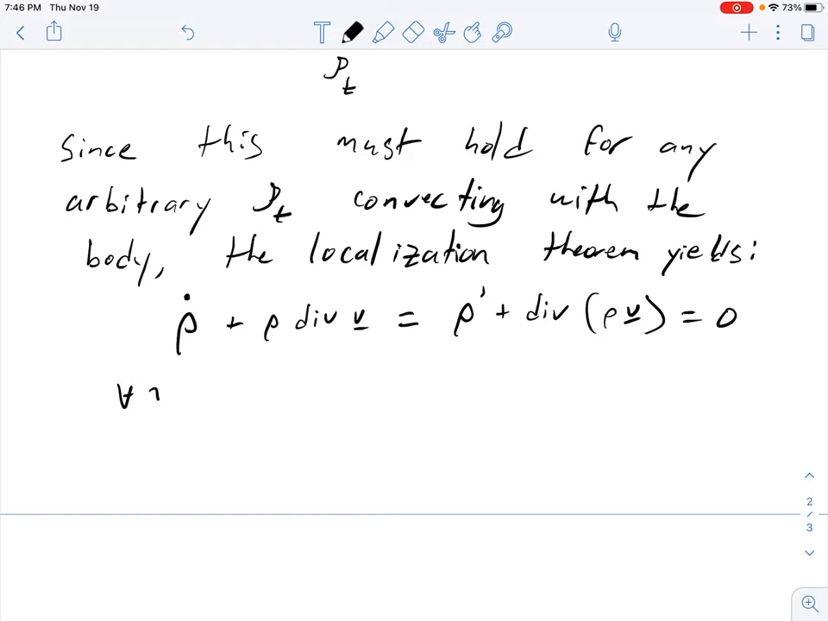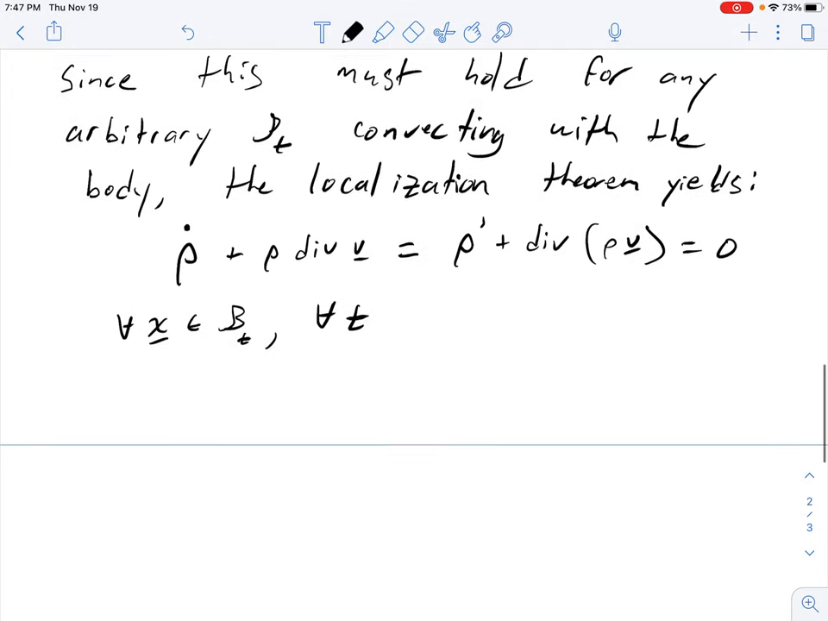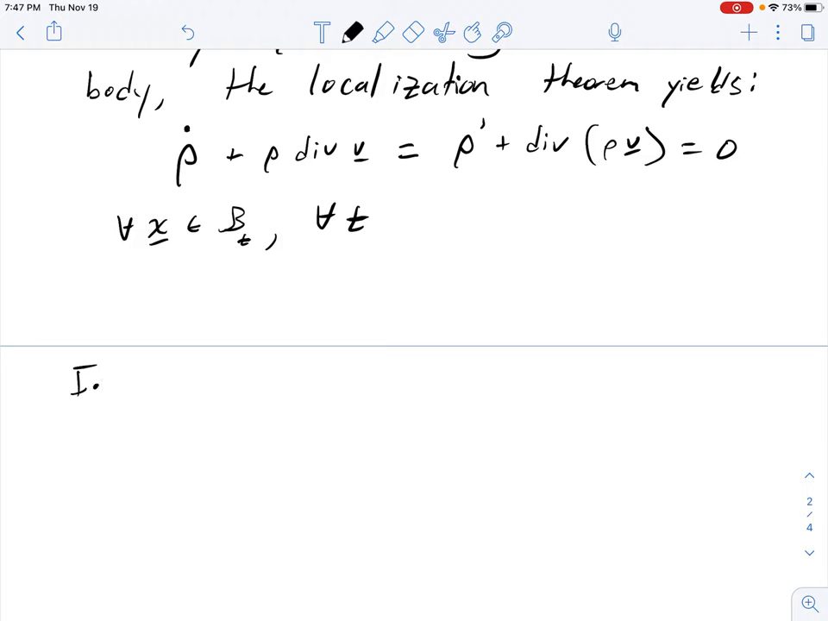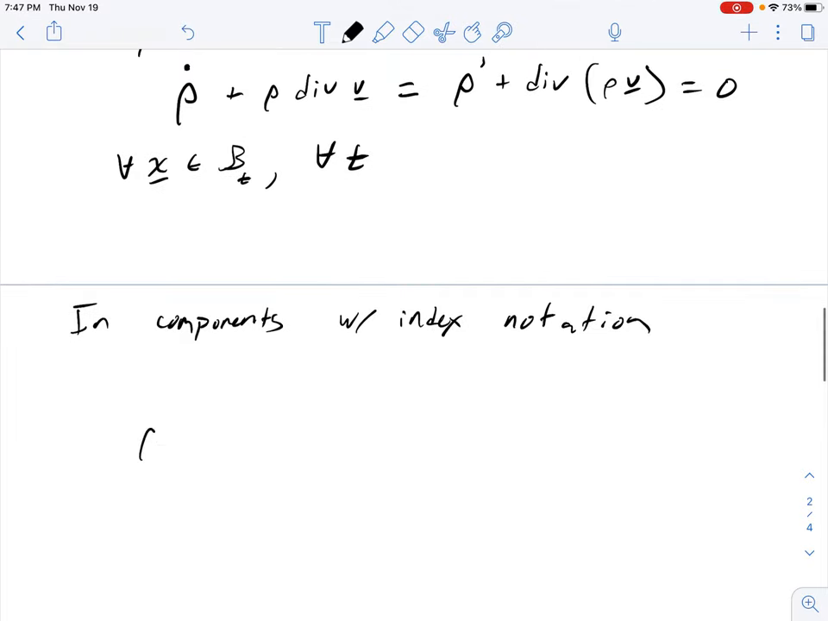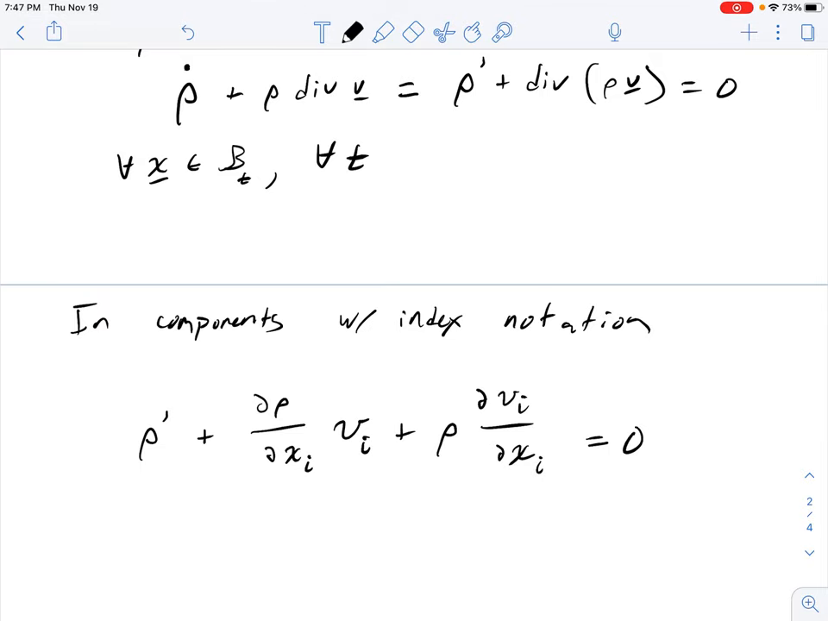So for all x in the spatial body, for all time. So in components, with index notation and the summation convention, we have that rho prime, so the partial time derivative holding spatial location fixed, plus partial rho partial spatial xi times the ith component of velocity, plus rho partial vi partial xi is equal to zero.